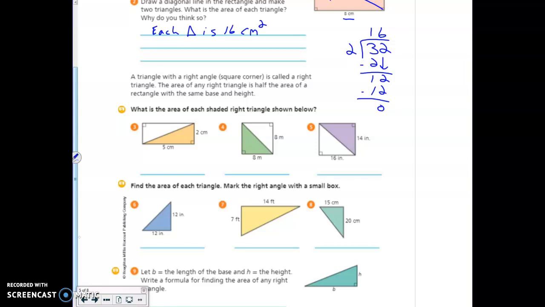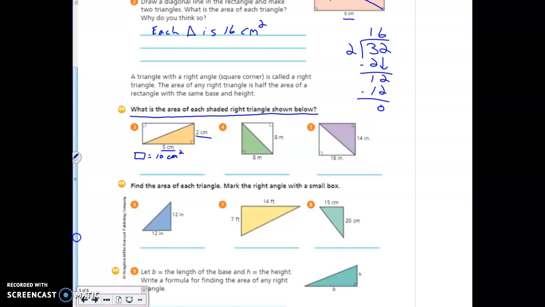So I'm just going to go through 3 through 5 here to find the actual area of the rectangle first. Okay? So I know in the directions it says what is the area of each shaded right triangle shown below, but before we do that, I want to show you how we're getting to that. All right, so if we look at number 3 here, we've got a base of 5 and a height of 2. So the rectangle area is 10 centimeters squared, or square centimeters.